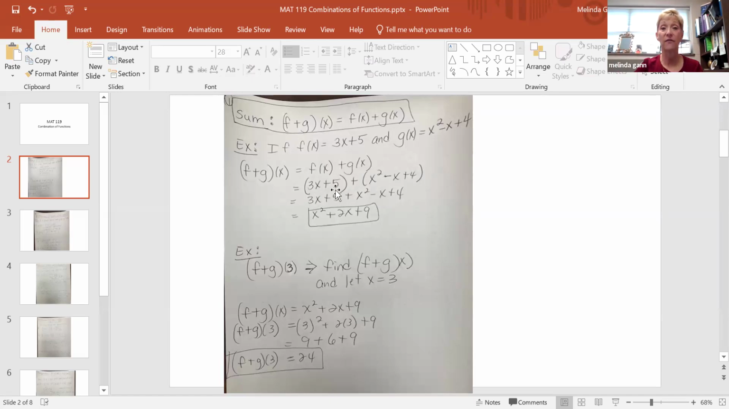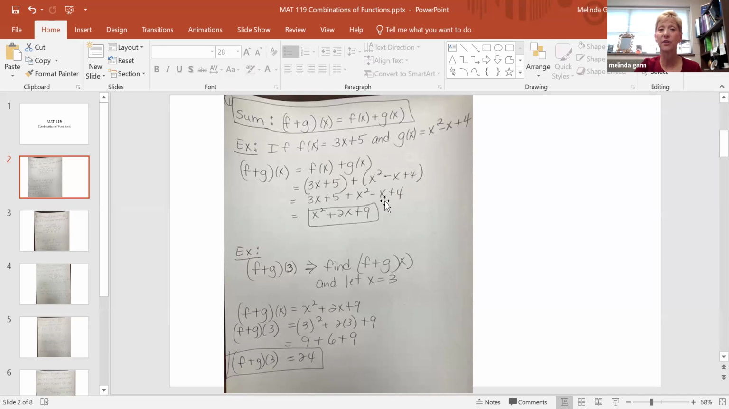So this is my f of x, plus, and this is my g of x. And now I'm going to take care of the parentheses. Well, this first parenthesis isn't really doing me any good, so it's just dropped. But make sure on the second parenthesis, if you distribute that plus, it stays plus x squared, and then minus x, and then plus 4.